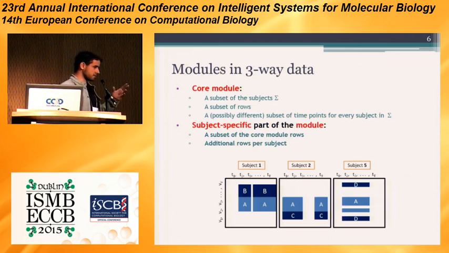With this example in mind, we can now define a bit more formally what a module is in three-way data. It has a core, which is a subset of the subjects and a subset of the rows, these are the area A, and we can have a different subset of the time points in each subject. Now the subject-specific part of the rows will cover some part of the area A, some part of the core rows, and we can have additional rows for each subject.